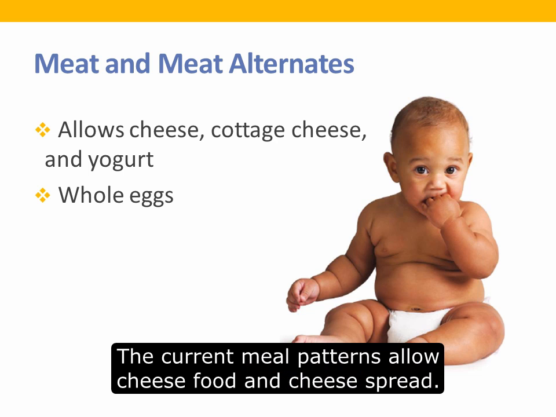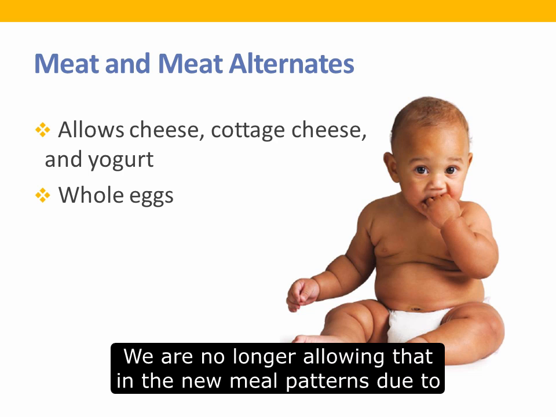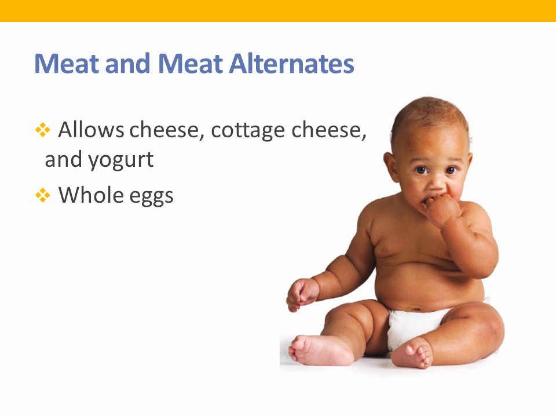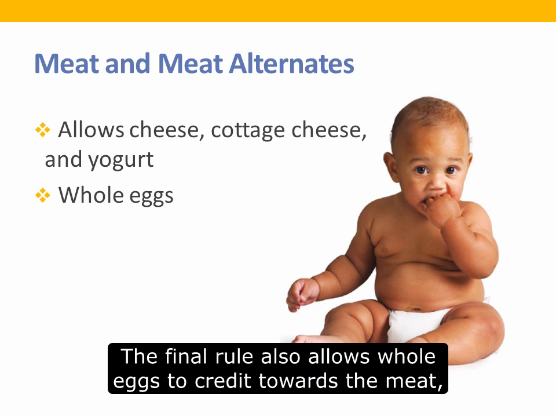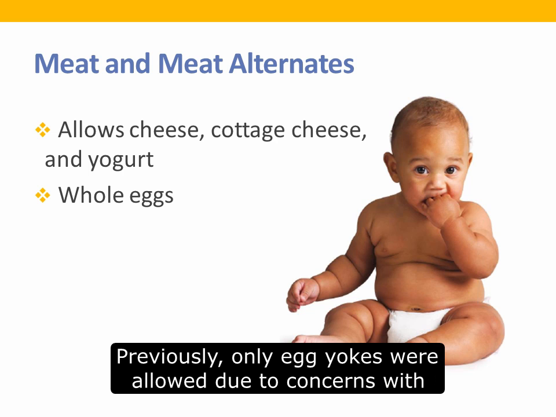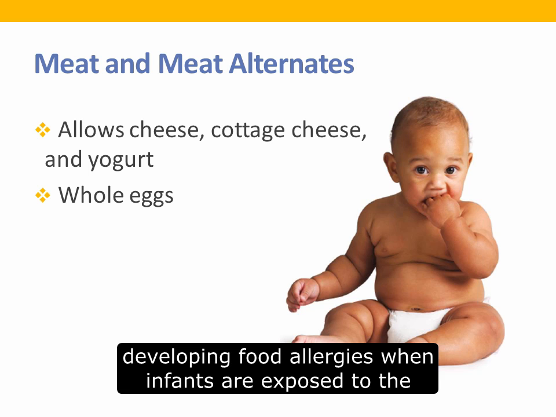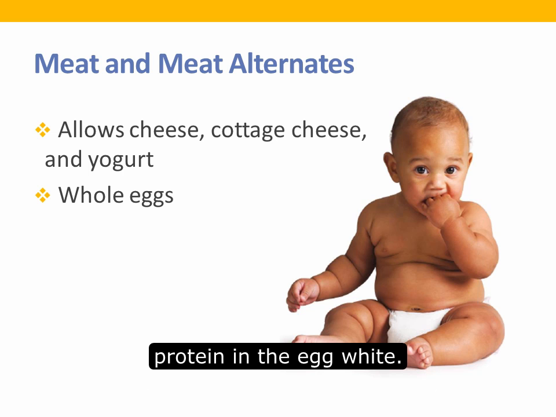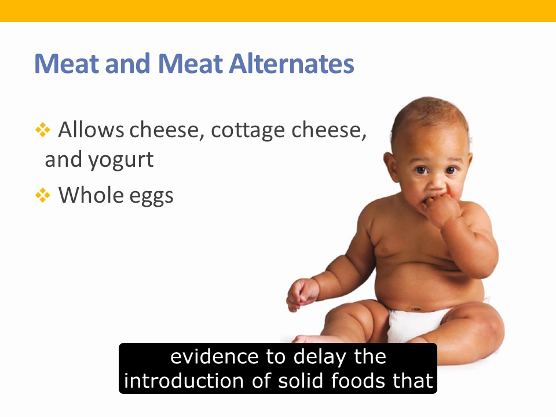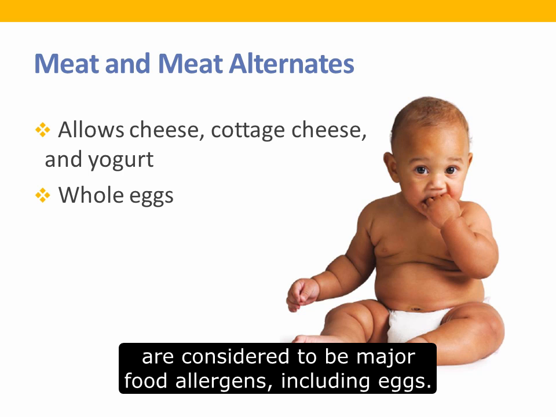The current meal patterns allow cheese food and cheese spread. We are no longer allowing that in the new meal patterns due to cheese food and cheese spreads' high sodium content. The final rule also allows whole eggs to credit towards the meat alternate component for infants. Previously, only egg yolks were allowed due to concerns with developing food allergies when infants are exposed to the protein in the egg white. However, the AAP recently concluded there is no convincing evidence to delay the introduction of solid foods that are considered to be major food allergens, including eggs.